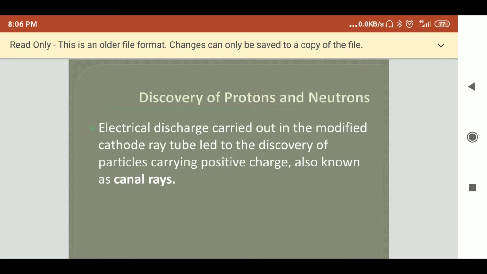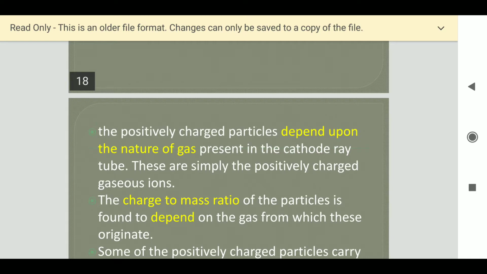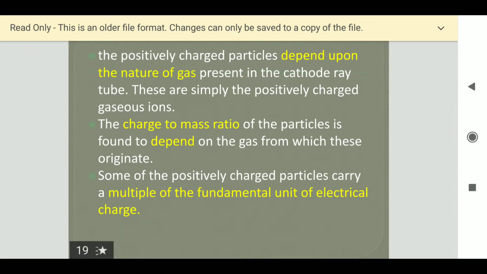Electrical discharge carried out in the modified cathode ray tube led to the discovery of particles carrying a positive charge. Through this experiment, scientists were able to find a new, positively charged particle, called the proton, which was initially known as canal rays. The positively charged particles depend upon the nature of the gas present in the cathode ray tube. These are simply positively charged gaseous ions. The charge to mass ratio of the particle is found to depend on the gas from which these originate. Basically the charge to mass ratio depends on the nature of the gas present in the cathode ray tube.